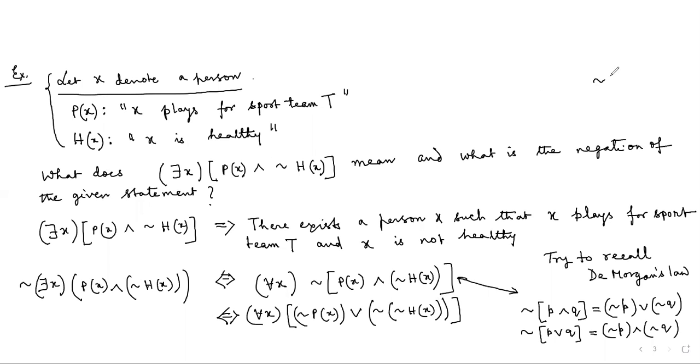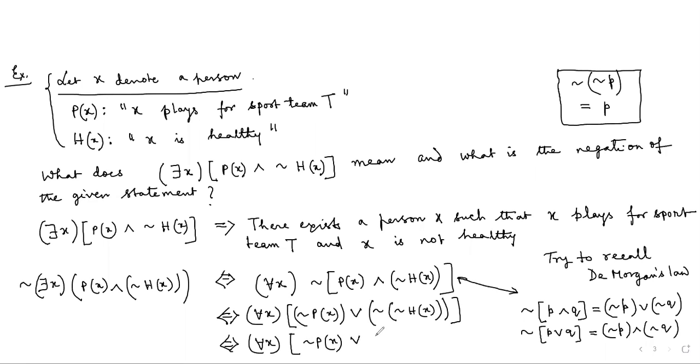And you know that the principle of double negation gives you this. This is called the principle of double negation. So negation of negation P is equal to P. That implies for all x, negation Px or Hx.